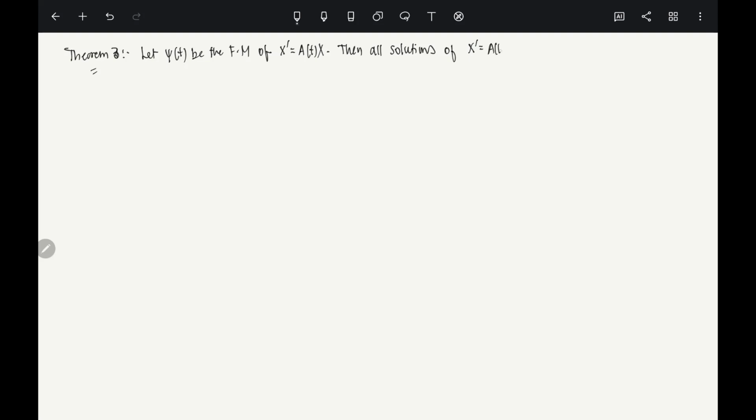Yeah. So this is the last theorem which I am going to do before we finish this particular lecture. Theorem 3. Let phi(t) be the fundamental matrix of the system x prime equals A(t) x. For linear systems, let's understand when we have a necessary and sufficient condition for all solutions of the system to be uniformly stable. So let phi(t) be a fundamental matrix. Then all solutions of x prime equals A(t) x are uniformly stable if and only if, you need a different condition now.